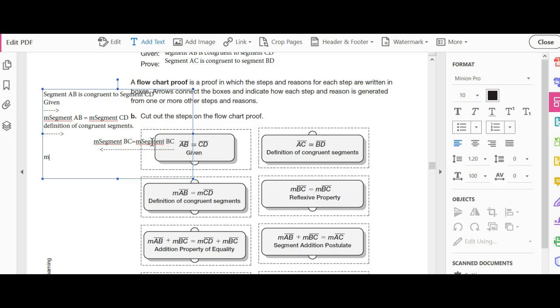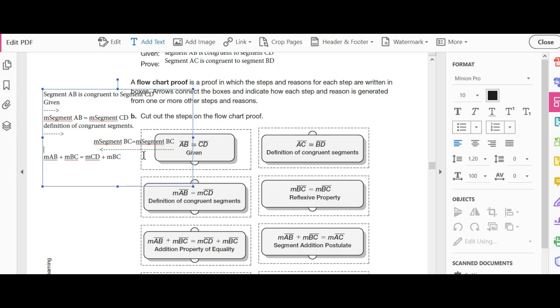So you should have the measure of AB. I'm just going to skip writing the segment part to save a little space here. The measure of BC, and we should have the segment though because we're talking about their measures, right? So that is equal to the measure of segment CD plus the measure of segment BC. Okay, so now all I've done again is add the same thing to both sides.